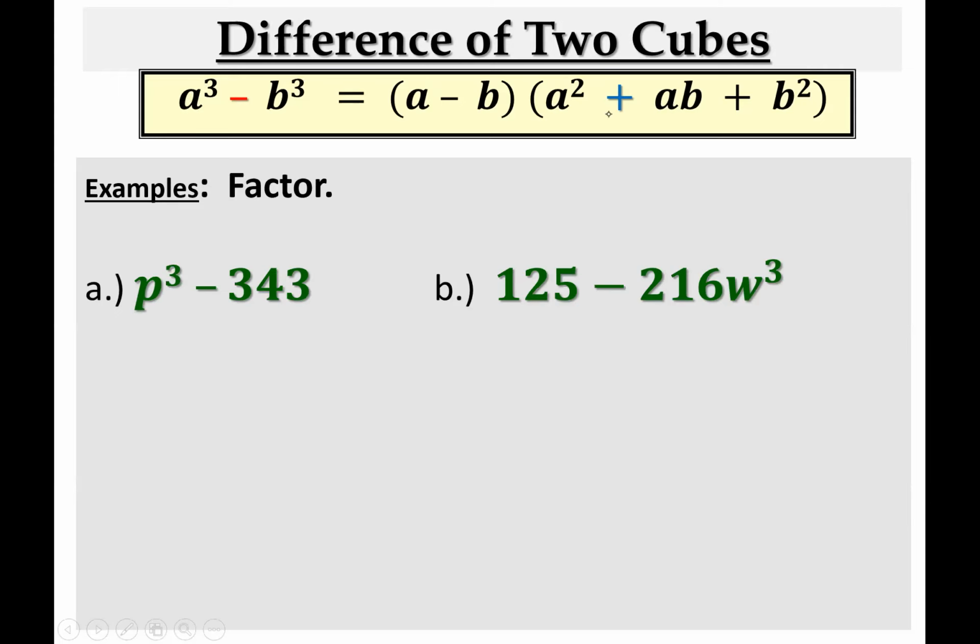Take a look at how our signs are different in our formula. Instead of starting with a plus b, now we start with a minus b. Our trinomial is very similar, but yet again, there's a sign change here. Instead of a squared minus, now it's a squared plus ab. And then the last term is always positive. So I'm going to take a moment now to give you a little shortcut that I've used before.